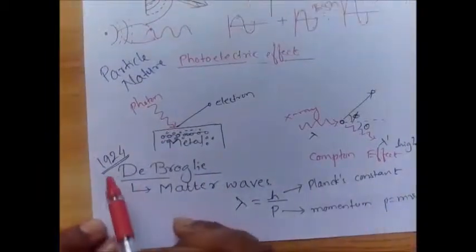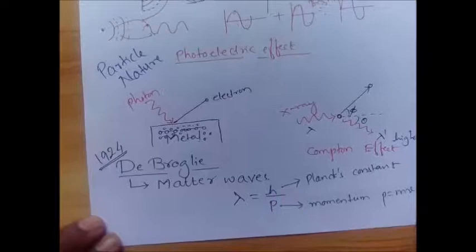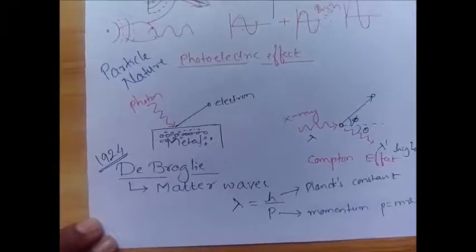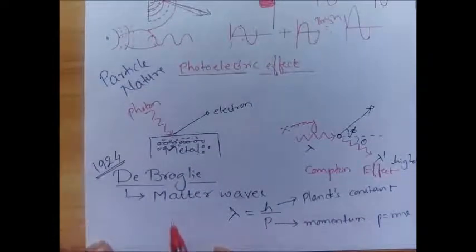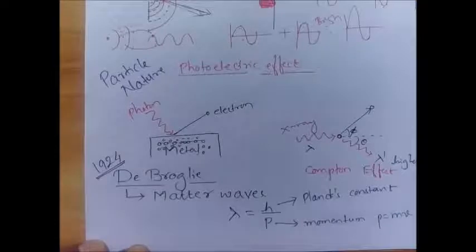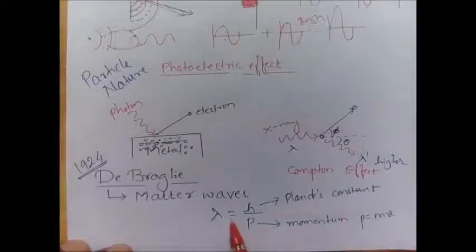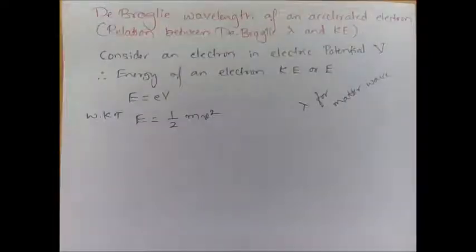In 1924, de Broglie came to the conclusion, looking at these experiments, that this is the matter wave, and he gave it the name matter wave. Because of this dual nature of light, he gave it as matter wave, and its wavelength is h divided by p, where h is the Planck's constant and p is the momentum, that is mass into velocity.